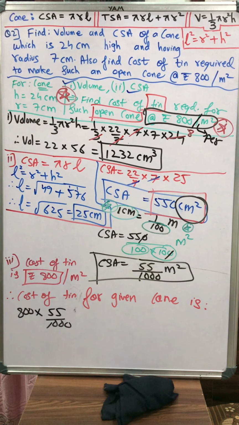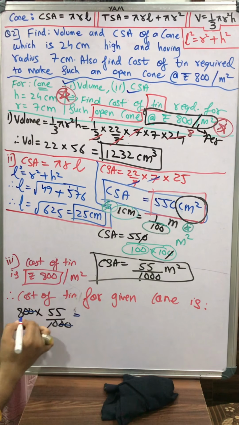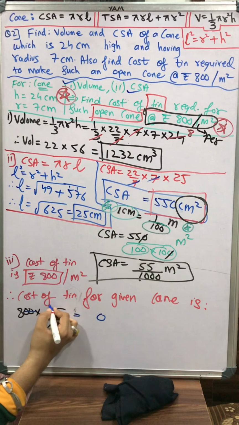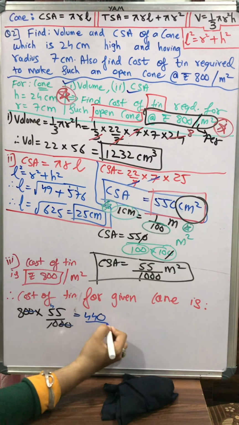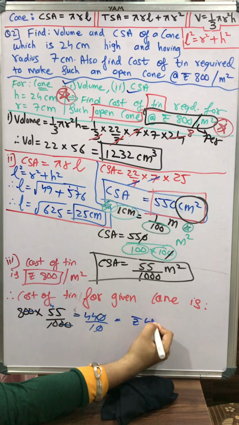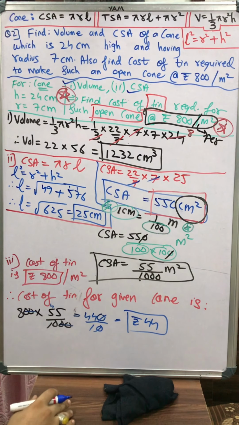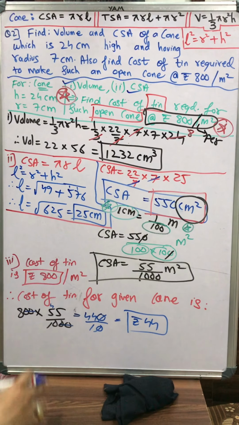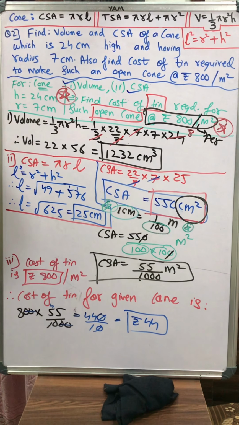Now we just have to do the cancellation, students, and that's it. We'll get our answer. So 2 zeros cancel, 2 zeros cancel over here. 8 5s is 40, carry 4. 8 5s is 40 plus 4 becomes 44. The whole upon 10, the zeros cancel, and this becomes rupees 44. So total cost of making this cone with the tin at the given rate is just rupees 44, students.